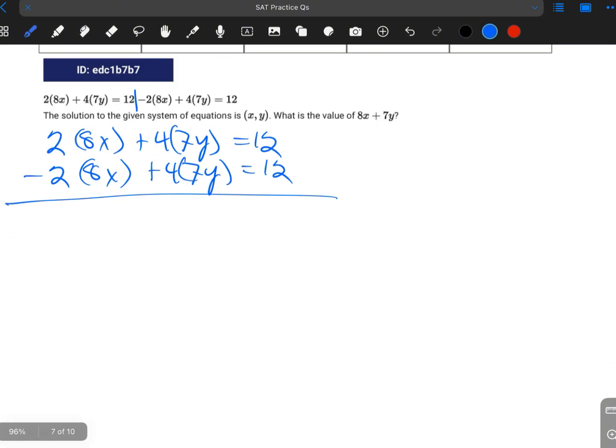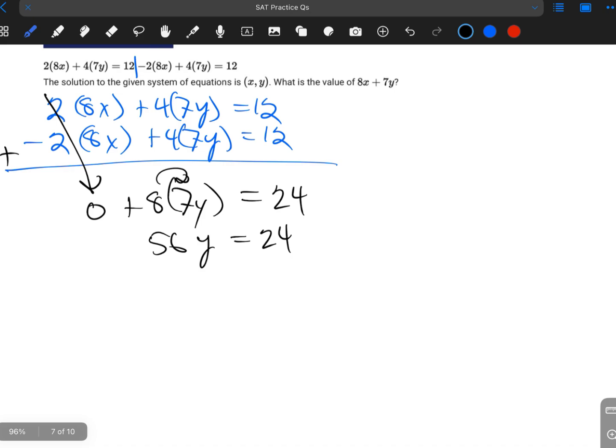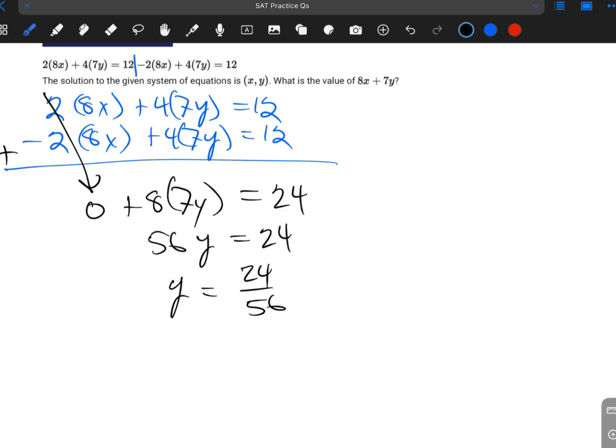If you add these equations together, you could eliminate the x. So 2/8x plus negative 2/8x will just give you 0. And then 4/7y plus 4/7y will give you 8/7y. And then 12 plus 12 is 24. So you have 56y equals 24 by distributing this 8. And so you get y is equal to 24 over 56, which means y is equal to 3 over 7 if you simplify it by dividing by 8.